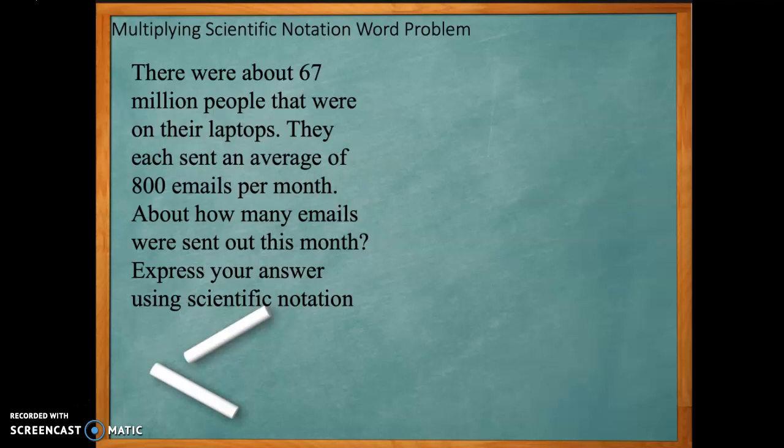I'm going over the answer. So how would I set this up? Well, this is 67 million. So 67 with the base of 6, because don't forget, million has 6. 800 emails. Well, 100 is 2 places, 2 zeros, so it's going to be 10 to the second. Now I'm just going to follow multiplication scientific notation. In this case, 67 times 8, I'm multiplying the numbers, and I get 536, and the base of 10 comes out, and 6 plus 2, I get 10 to the 8th.